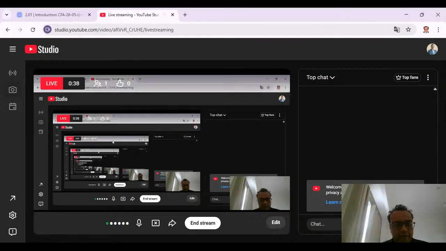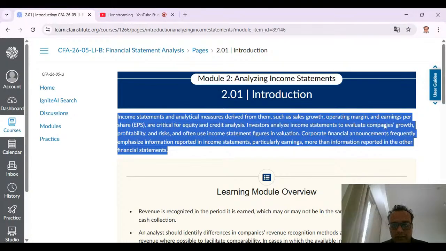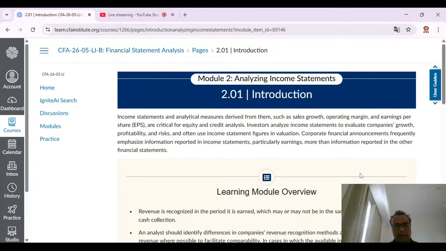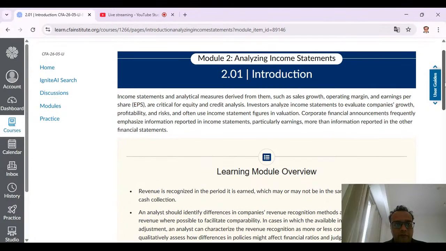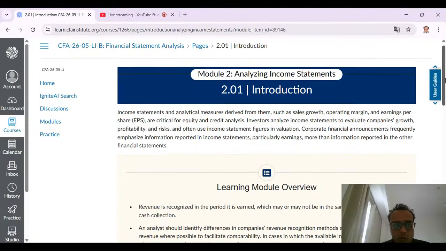What I'm doing is I'm going to study it, and if you like the concept, you can study along. I am going to understand how financial statement analysis works and what the key ingredients of this are. I'm going to devote 2 hours today for this understanding. First of all, this is Module 2 of the financial statement analysis.